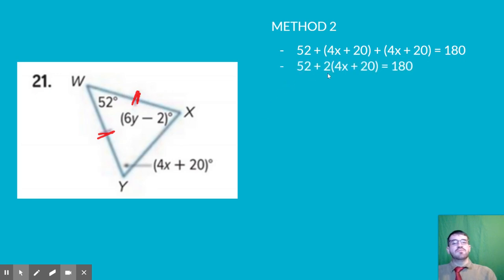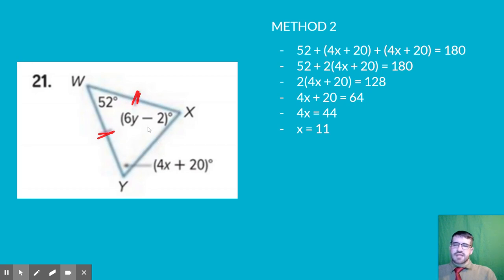So we get 52 plus 2 times 4x plus 20 equals 180. Subtract 52 from both sides. You'll get 2 times 4x plus 20 equals 128. Divide through by 2. You get 4x plus 20 equals 64. Subtract 20 from both sides. You'll get 4x equals 44. And just like in method 1, we get x equals 11.